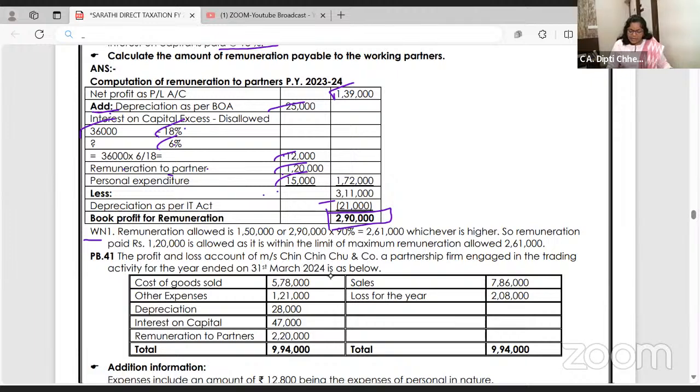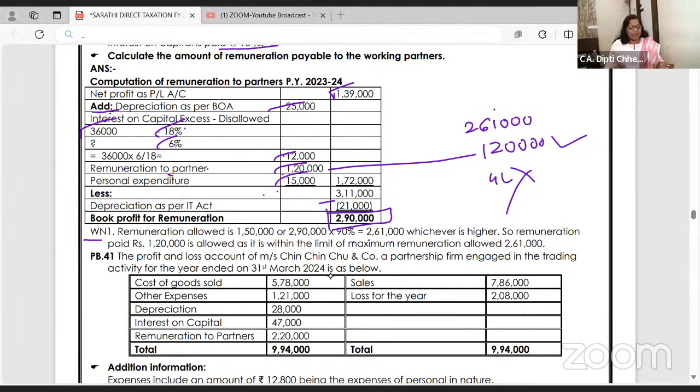Remuneration allowed is 90% of 2,90,000, that is 261, or 150, whichever is higher. So 261 will be allowed. 261 is the maximum remuneration. How much has this firm paid? 120. So now 261 or 120? 120 is allowed. Had they paid 4 lakhs, how much would have been allowed? 261. Are you all getting it?